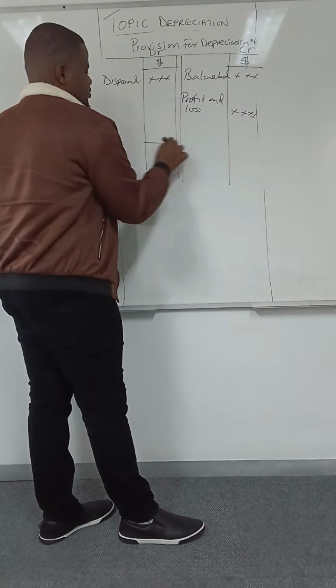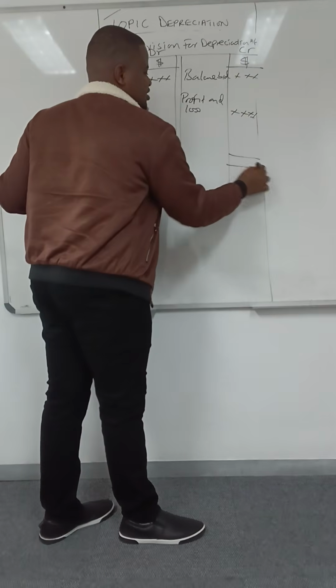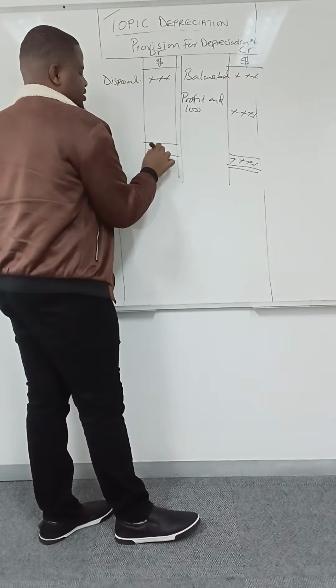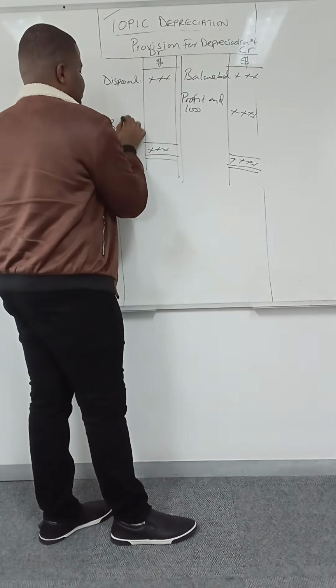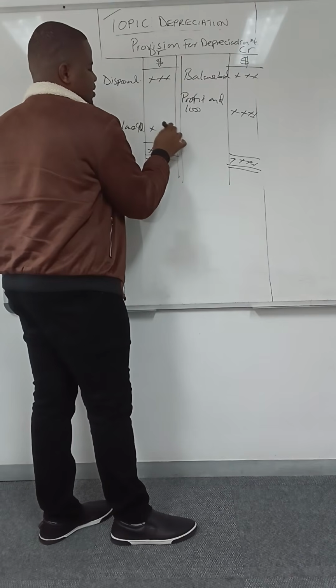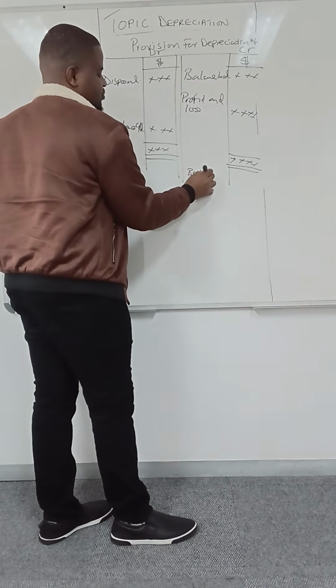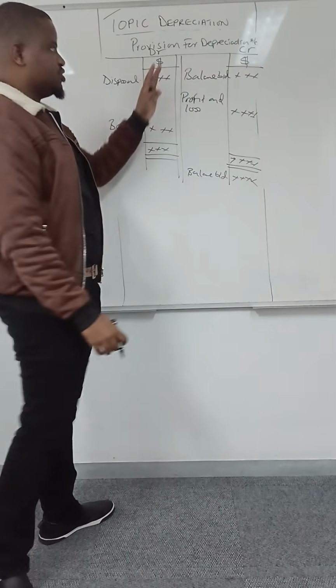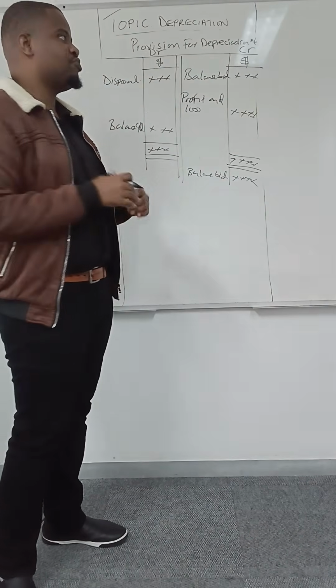This is the layout. Very simple. Then you add everything here. We add everything. You subtract this balance, this disposal, to get balance CD, which will come as balance BD. Very simple like this.